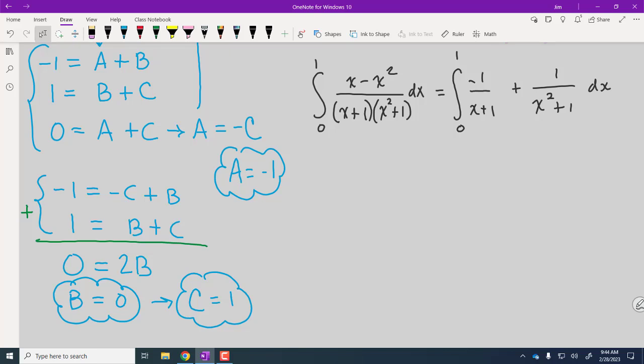Now both these are immediately integrable, correct? Instant antiderivatives. What's the first one? Natural log. So minus natural log absolute value of x plus 1. And the second one? Arctan. Good. So we have instant antiderivatives for both of those. We don't have to do any manipulation.